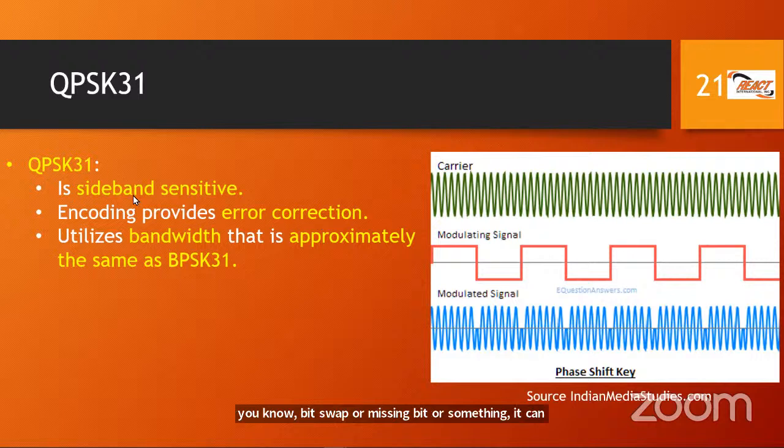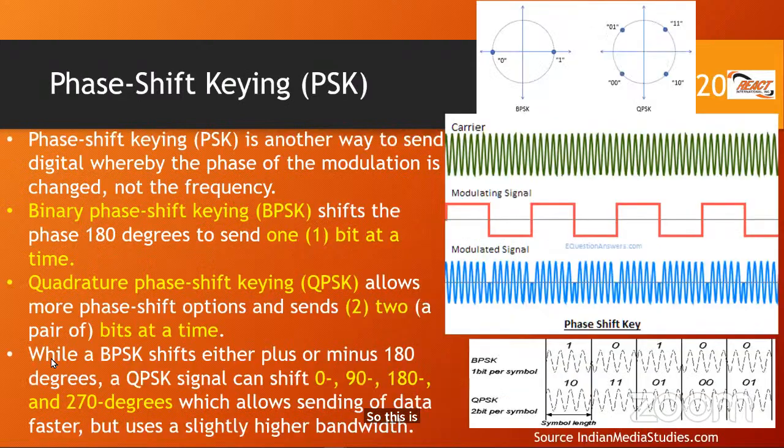So we need to be aware of these 3 points. You'll get an exam question about QPSK and all 3 will be correct. It is sideband sensitive, it provides error correction, and the bandwidth that it uses is approximately the same as BPSK31, or binary PSK31. So this is QPSK, quadrature phase shift keying 31.